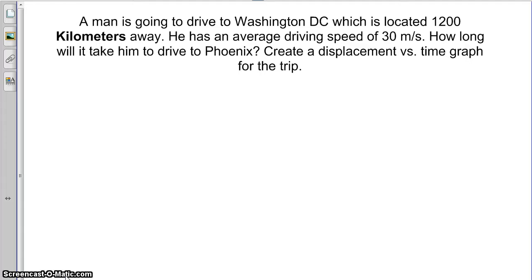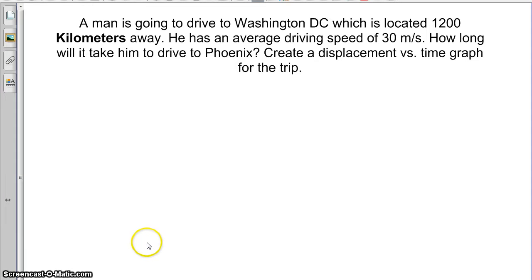But you see on your screen here is a question that is essentially what it's going to look like tomorrow on the test. It says a man's going to drive to Washington, D.C., which is located 1,200 kilometers away. He has an average driving speed of 30 meters per second. How long will it take him to drive to Phoenix? Create a displacement versus time graph for the trip. Let's address how long it'll take first.